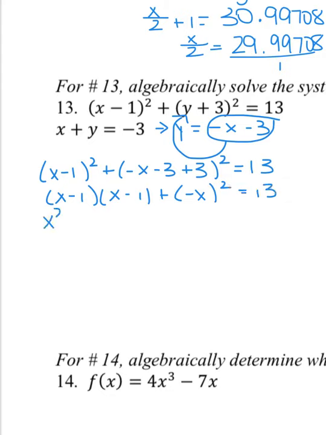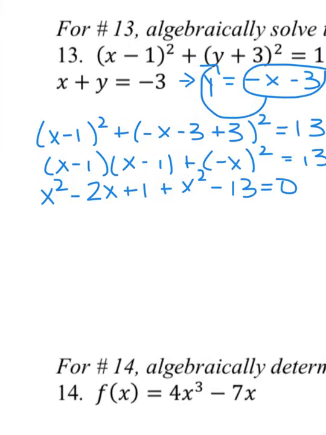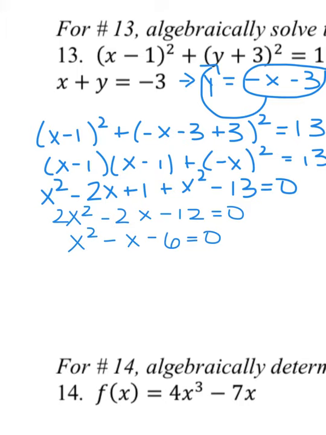So now I have x squared minus 2x plus 1 plus x squared and then minus 13, because you have to bring that over and set it equal to 0, equals 0. So now this equation is 2x squared minus 2x minus 12 equals 0. If you want to make it easier, you can divide everything by 2. X squared minus x minus 6 equals 0. You do master product, or you can do quadratic formula. Either way, you end up with x minus 3 times x plus 2, giving you the answers x is equal to 3 and x is equal to negative 2.